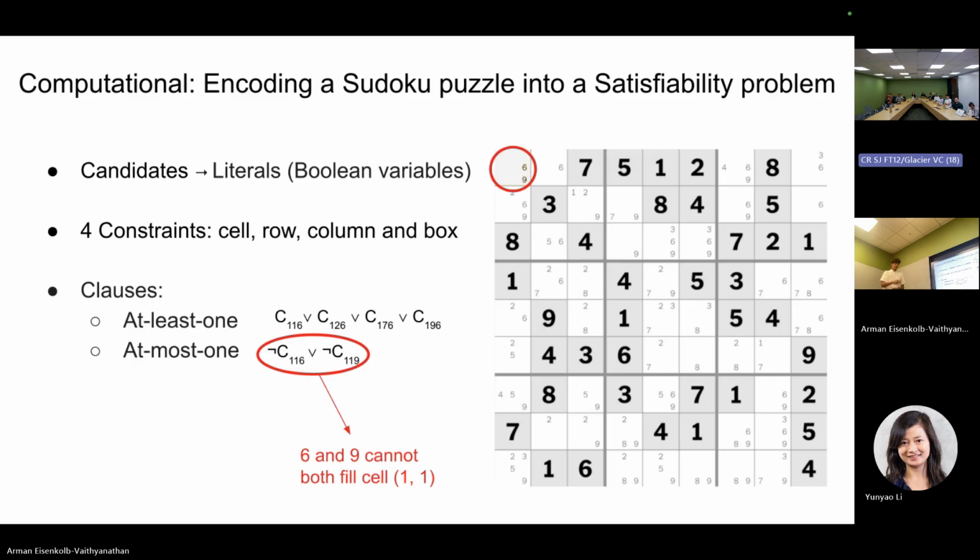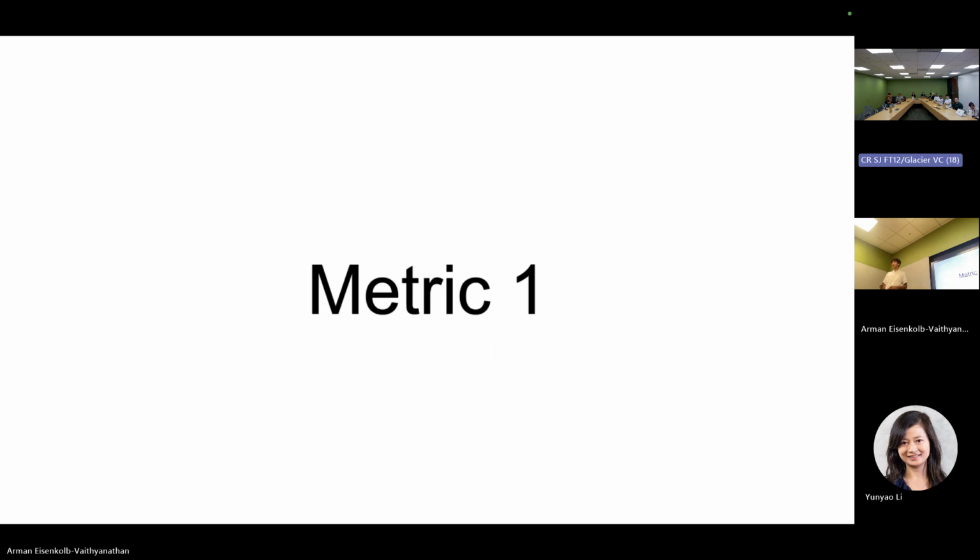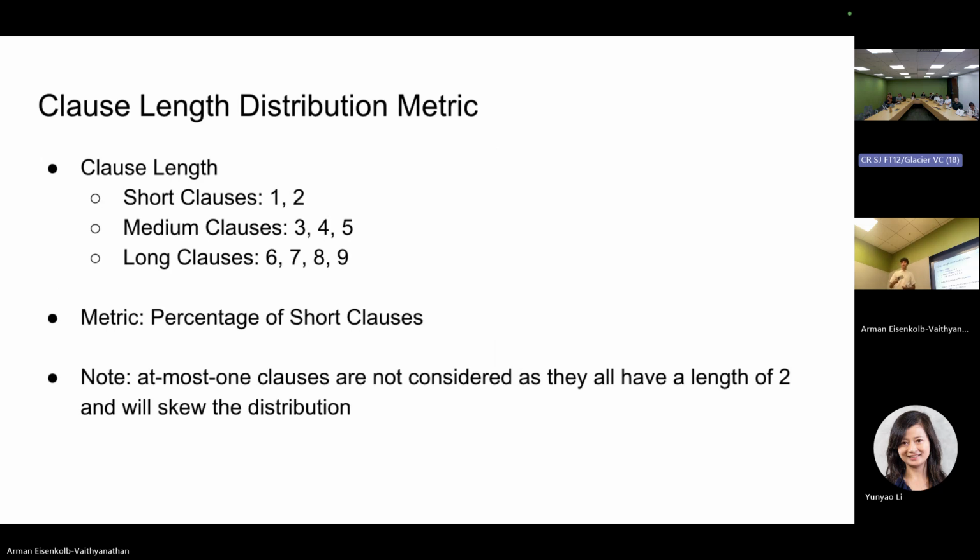Since at most one clauses create pairwise relationships between candidates, all at most one clauses have a length of 2. The metric derived from this method is called clause length distribution. A clause length distribution is exactly what it sounds like. It is a distribution of clause lengths from a SAT formulation of a Sudoku puzzle. Clause length distribution has 3 categories. Short clauses counts the total number of clauses with lengths 1 and 2, and similarly for medium clauses and long clauses.